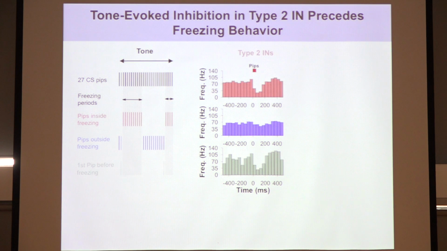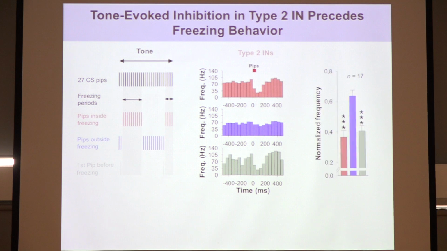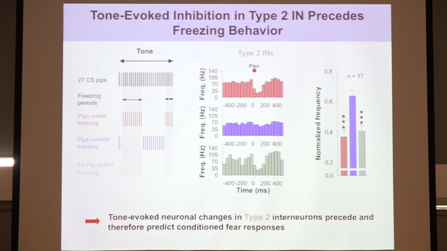So using this strategy, if you consider the pips inside the freezing period, you can find back what we observed for the type 2, that is an inhibition. If you take the pips outside of the freezing period, there is no inhibition. But interestingly, if you take the first pip before the freezing period, you can already find the inhibition, suggesting that the changes in neuronal activity in type 2 interneurons precede and predict fear behavior. So this is just the quantification, and this is the conclusion from that. This is the first approach we used for this question.